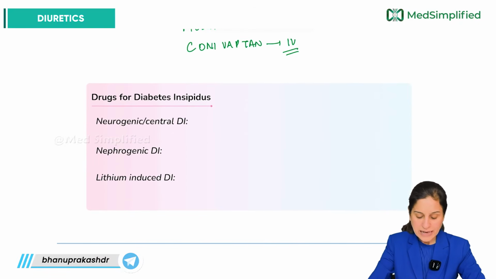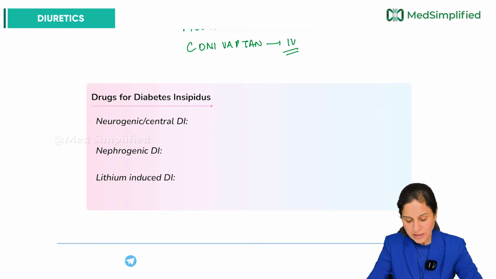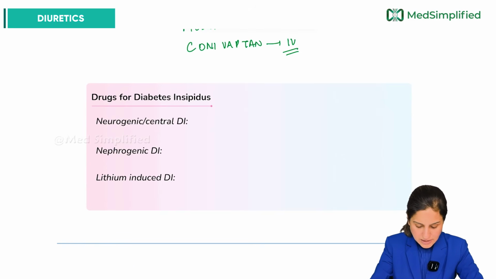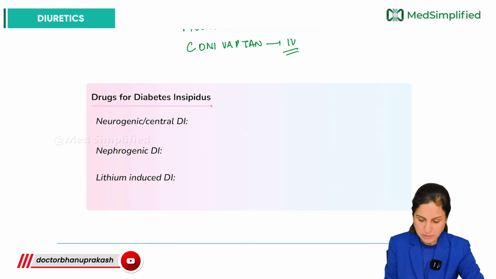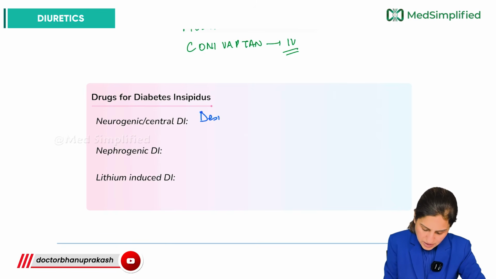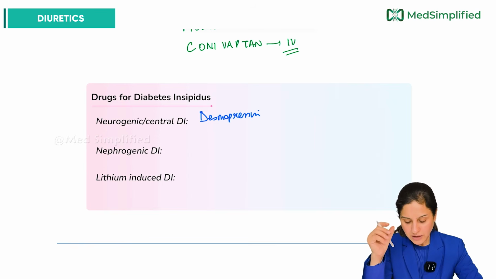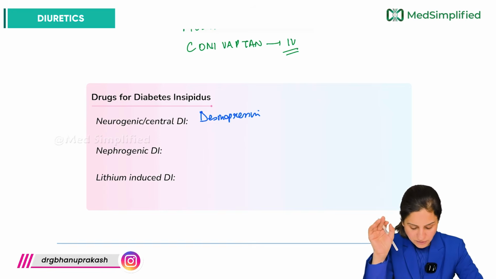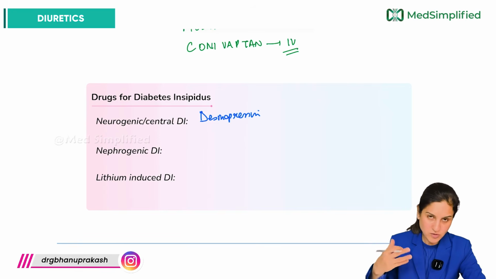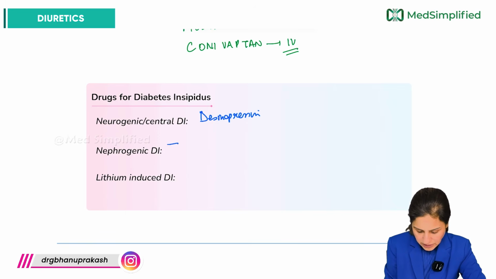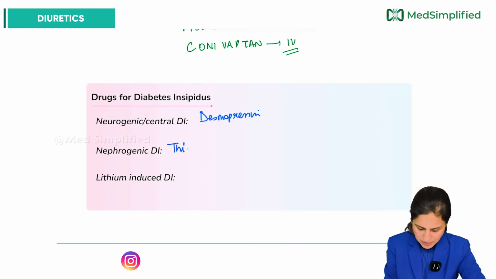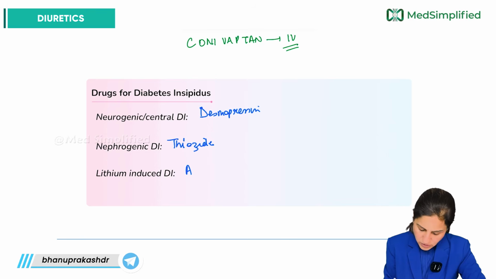Now, what are the important drugs for diabetes insipidus that you need to know? The first drug is the drug for neurogenic or central diabetes insipidus, which nowadays is desmopressin. Nephrogenic diabetes insipidus, because here there is a problem in the receptors. If the ADH is normal but the receptor is a problem, you cannot give drugs like desmopressin because they won't be responsive. So here we give drugs which work by any other mechanism, like thiazides. Then lithium-induced diabetes insipidus, it is amiloride.